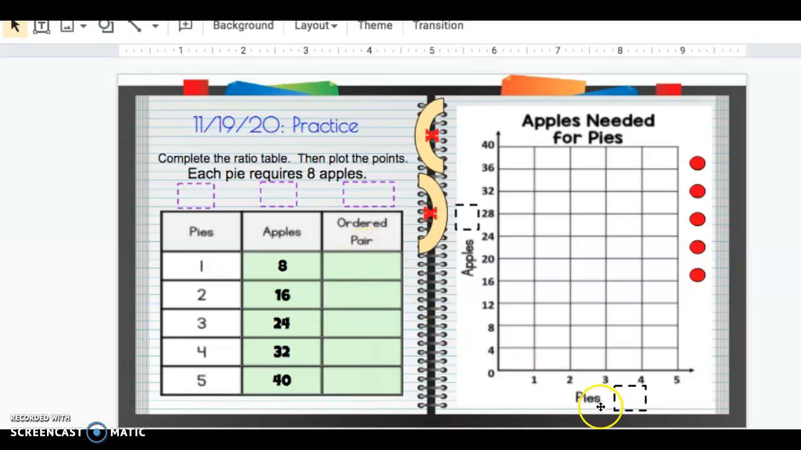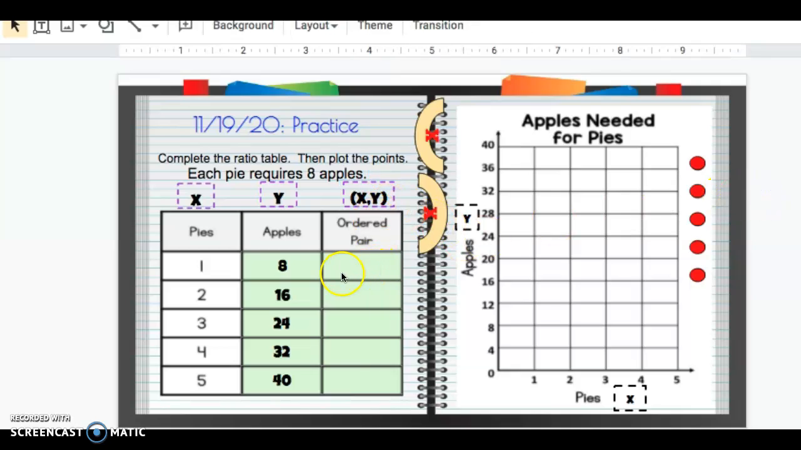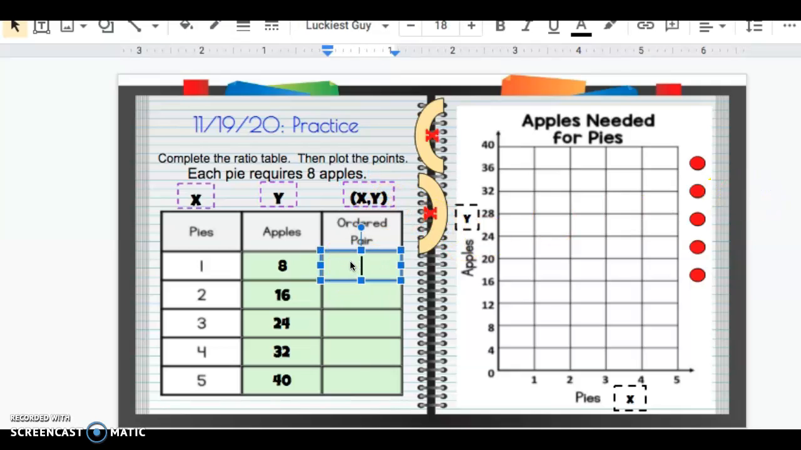pairs. Okay, our pies is our X, and our apples is our Y. So our pies is our X, and our apples are our Y. So to put it in an ordered pair, we have to say X comma Y. So now we have X comma Y. So our ordered pair for the first one is 1 comma 8, because it's X comma Y.